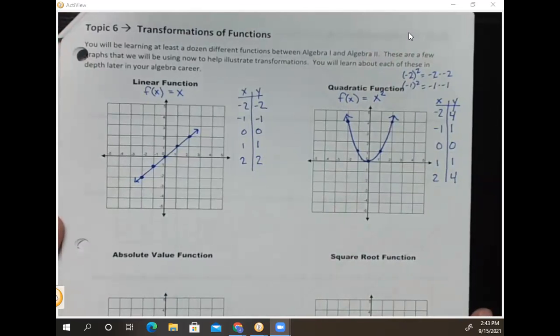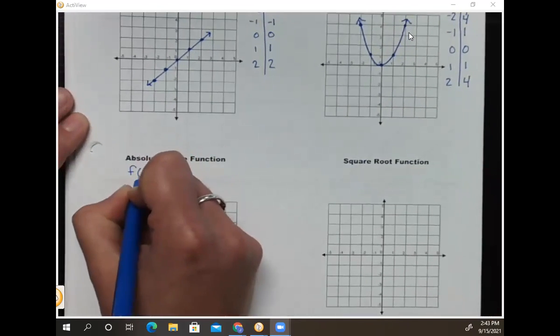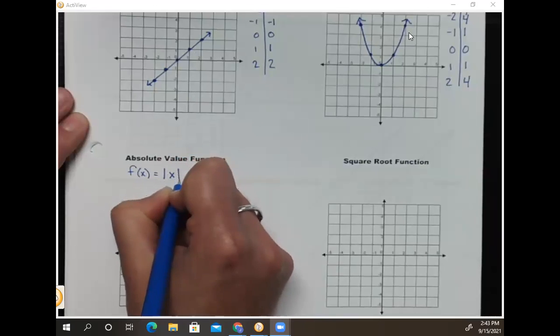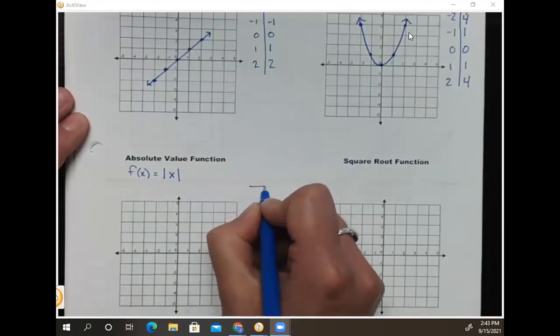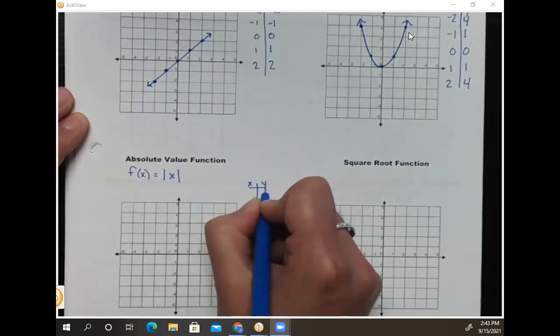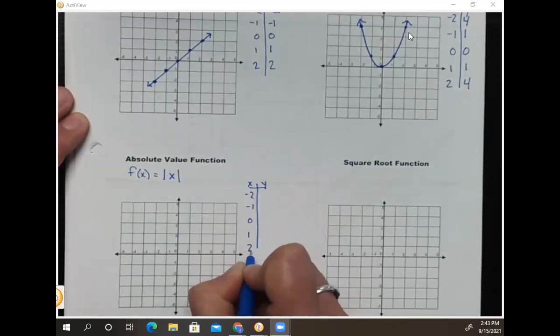The next function we're going to look at is an absolute value function. So our parent graph, our parent function, is just the absolute value of x. And remember, for absolute values, that means I'm looking at the distance from 0. So I'm going to, again, pick some values for x, plug them in, and see what I get for y.